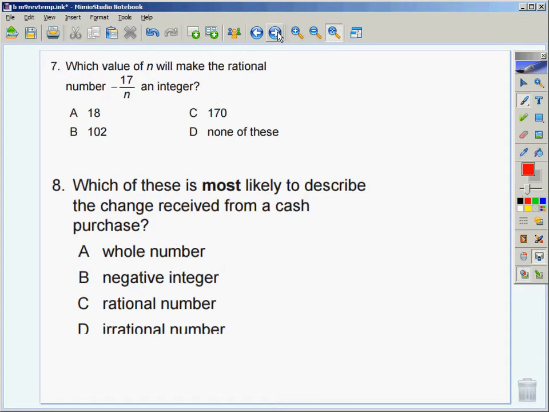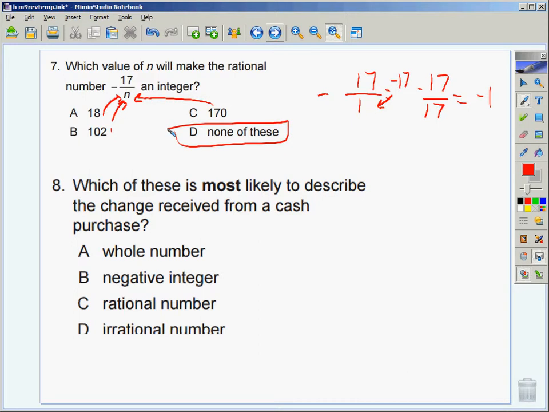In order for a fraction to become an integer, it would have to divide into it evenly. No matter what number I put in the denominator of 17, it certainly would have to be less than 17. If I divided it by 1, or if I divided it by 17, it would become either a negative 17 or it would become a negative 1. However, if I try to put any of these other numbers in the denominator, it's larger than the numerator. There's no way it can be an integer, which is why the correct answer is D.